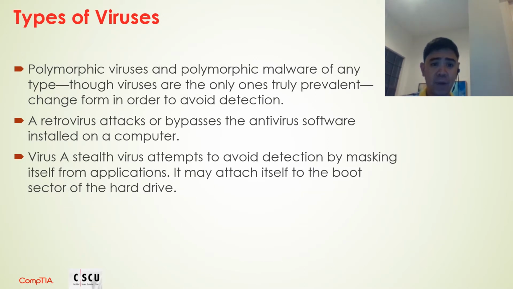A polymorphic virus can change its form in order to avoid detection. These types of viruses attack your system, display a message on your computer, and delete files on your system. The virus will attempt to hide from your antivirus software.